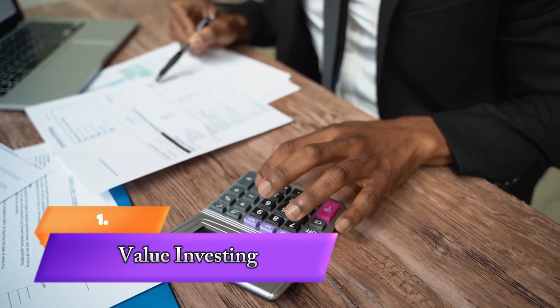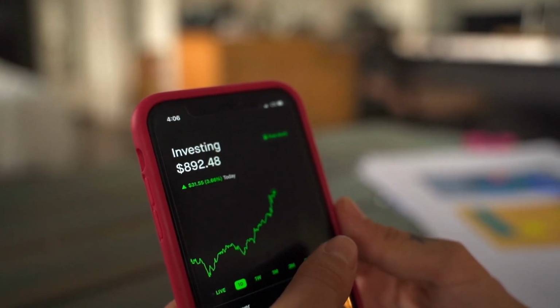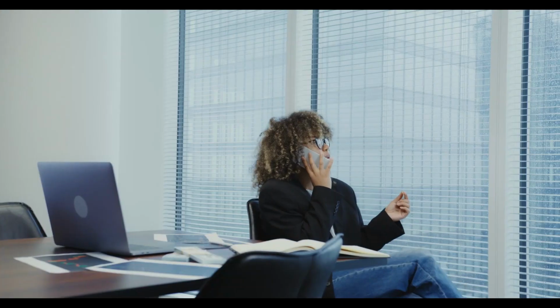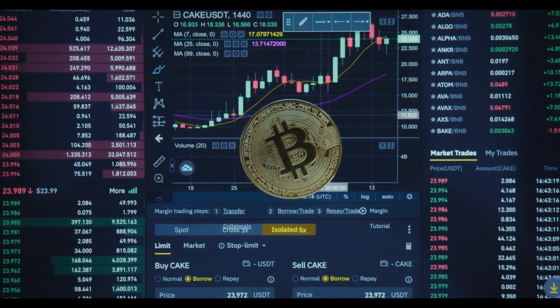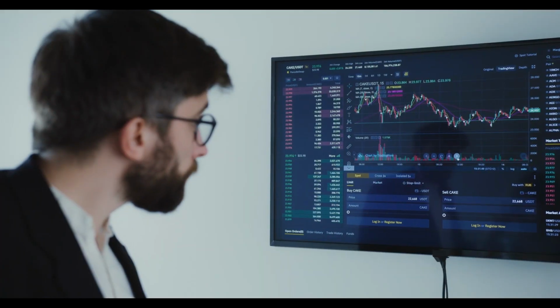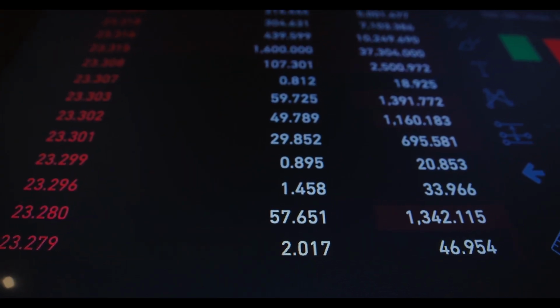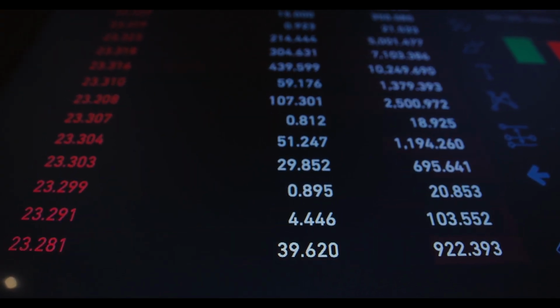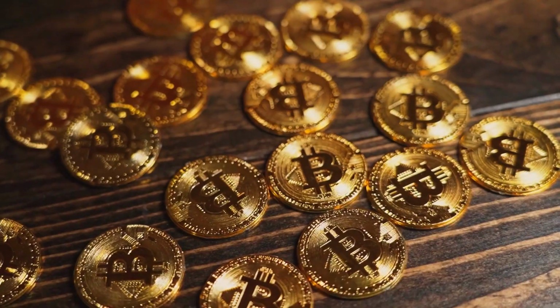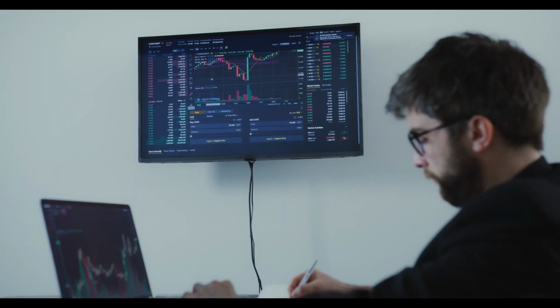Value investing. This strategy involves looking for undervalued assets with the potential for growth. Value investors look for companies that are trading at a lower price than their intrinsic value. The goal is to buy low and sell high, earning a profit in the process. One of the main benefits of value investing is the potential for high returns. By identifying undervalued assets, value investors can potentially earn higher returns than the market.